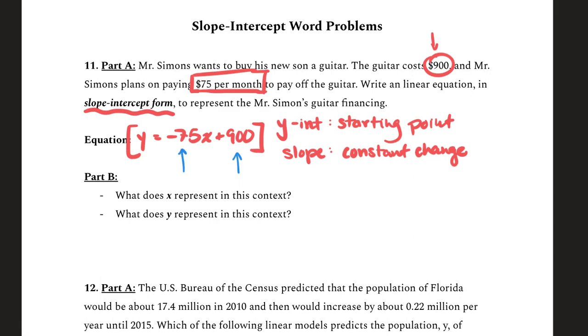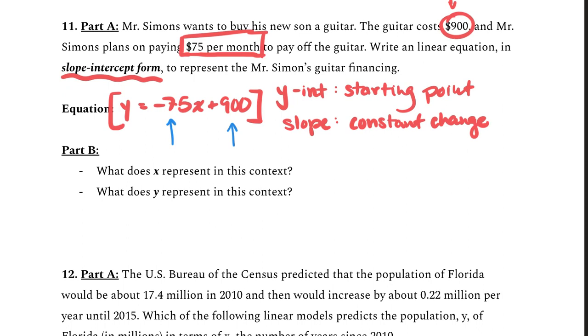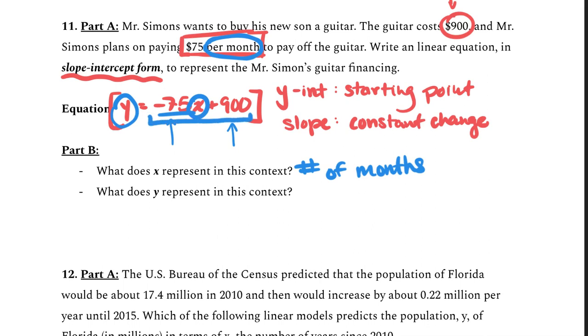So to finish this question, what does x represent in this context? Well, if we have $75 per month, x represents the number of months that I'm paying this guitar off. And then what does y represent? Well, think about this. If we have $900 that we owe and we pay $75 each month, y is going to be whatever it equals after we do that.